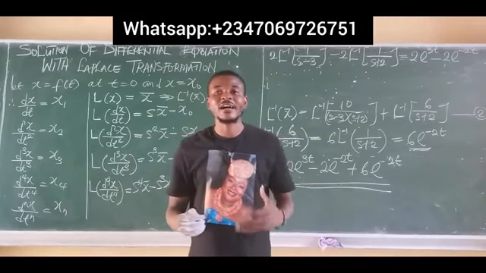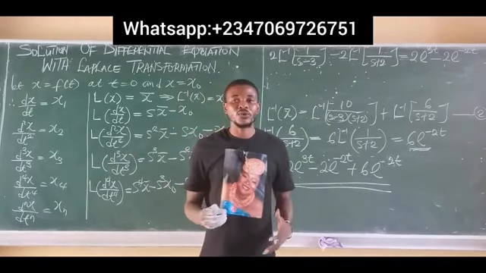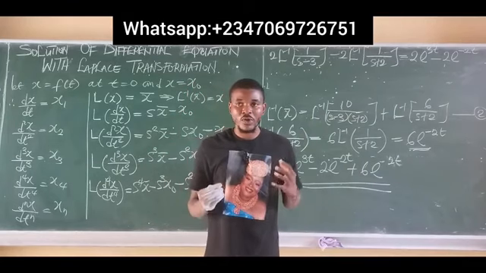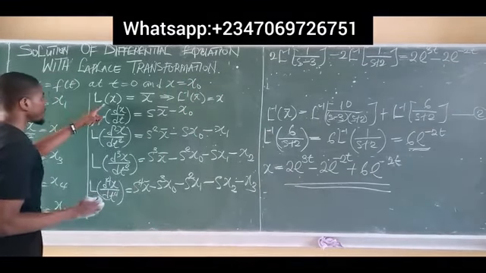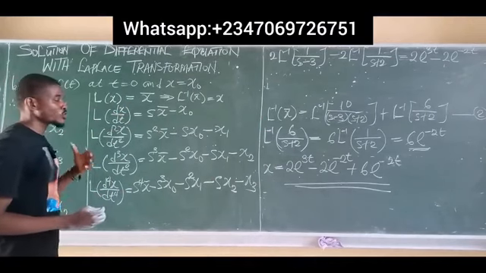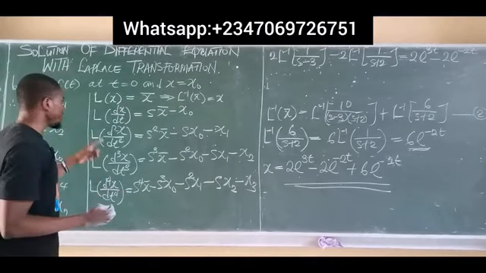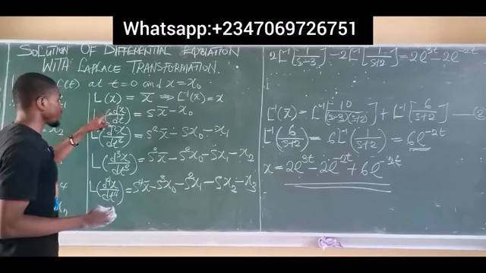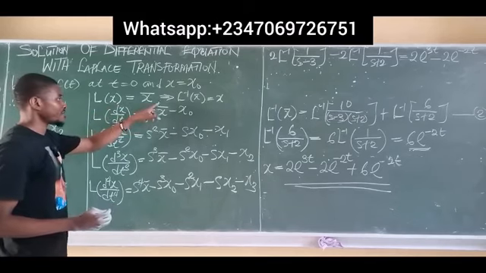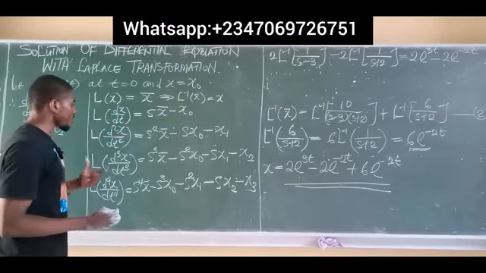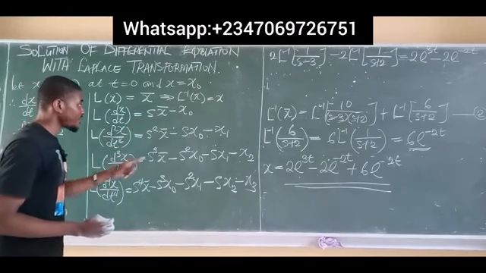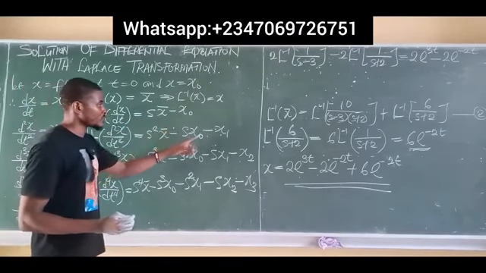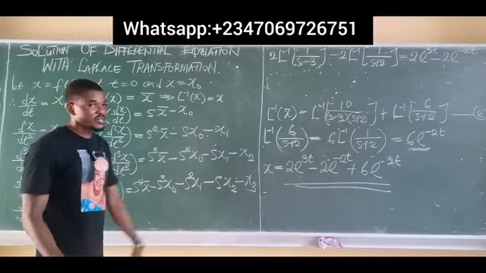All right, guys, so that is how you solve a differential equation using Laplace transformation. Once more, don't forget, always consider the Laplace of x to be x bar. If it is a first order differential equation, then you have the Laplace of dx over dt to be s times x bar minus x naught. If it is second order, then the Laplace of d squared x over dt squared becomes s squared times x bar minus s x naught minus x1, and it continues like that.